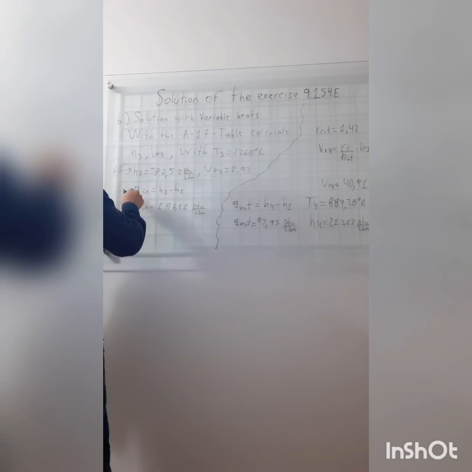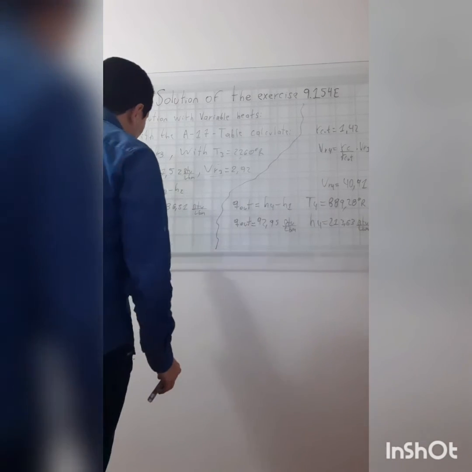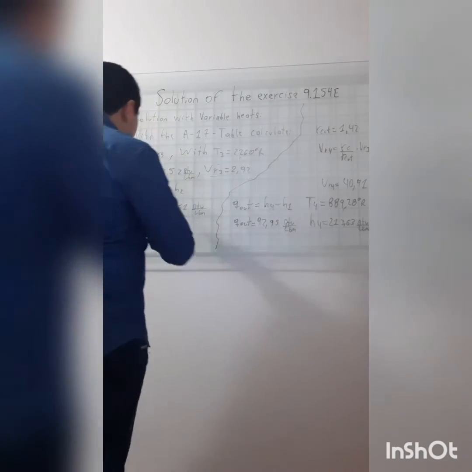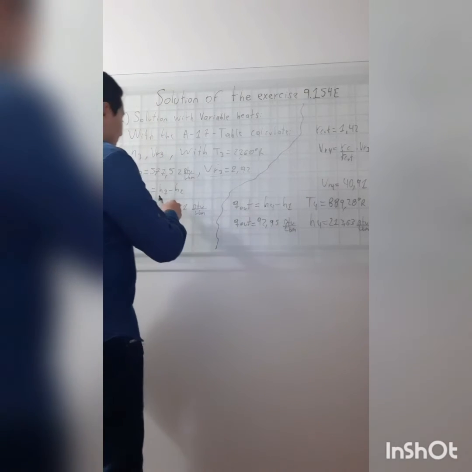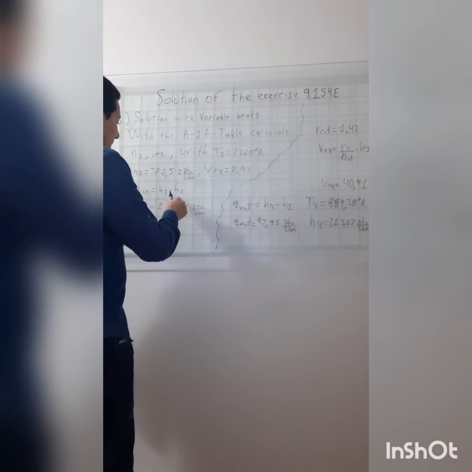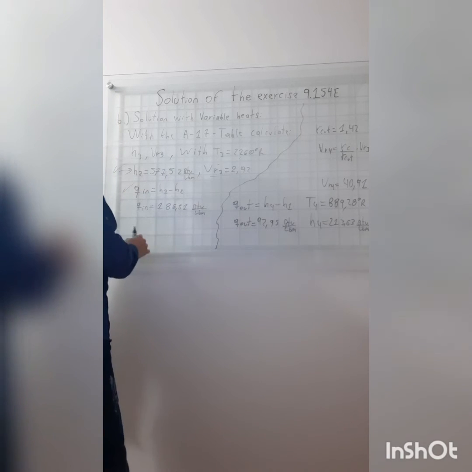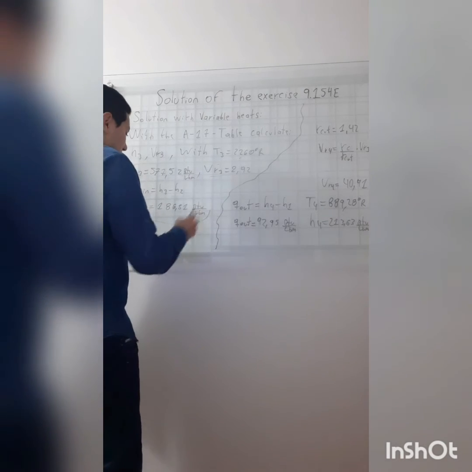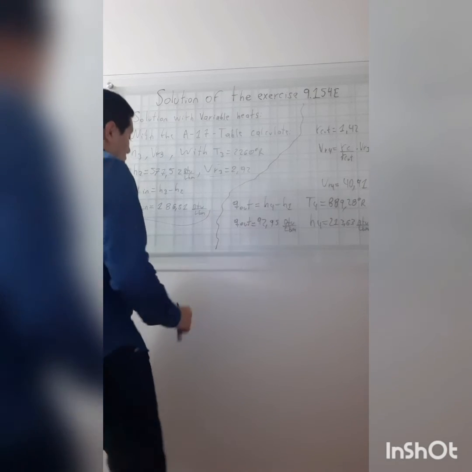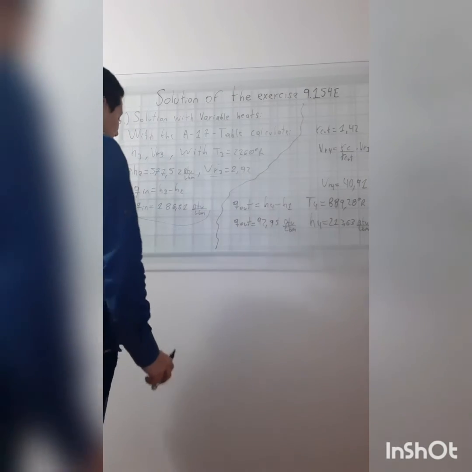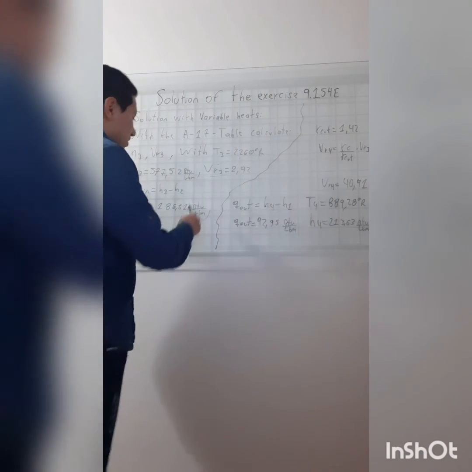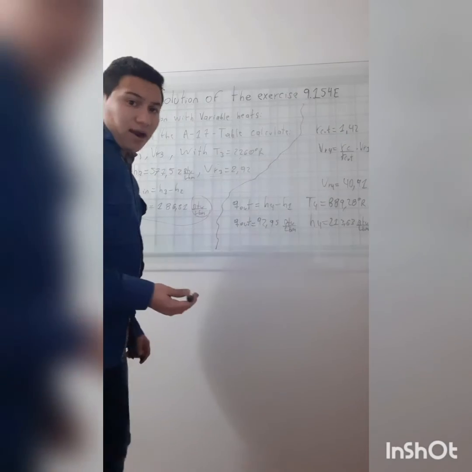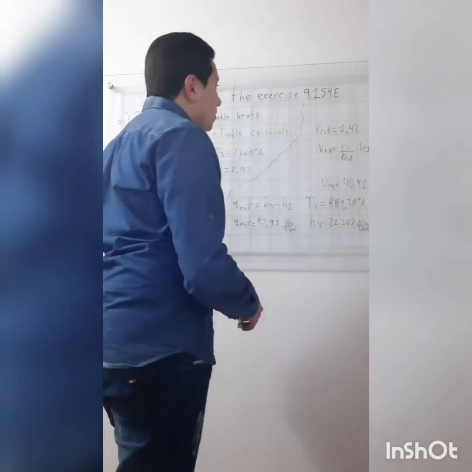In this part we need to calculate the addition of heat. In this case it is similar to the previous, enthalpy 3 minus enthalpy 2, and this result is 1,186.51 with these units that are the English units.